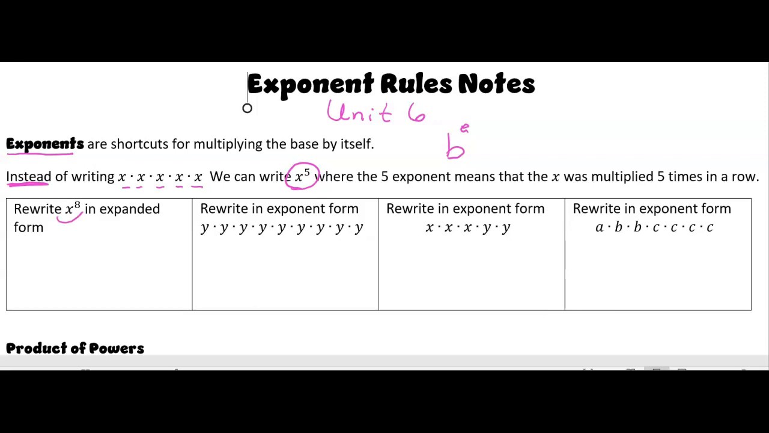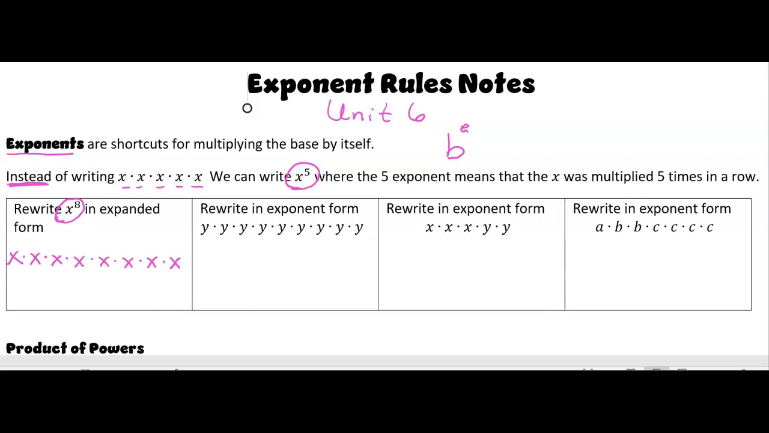So for instance, if we want to expand x to the eighth, we would have to write x times x times x times x times x times x times x times x, 8 times. 1, 2, 3, 4, 5, 6, 7, 8. That's the long way of writing x to the eighth. Nobody wants to do that.